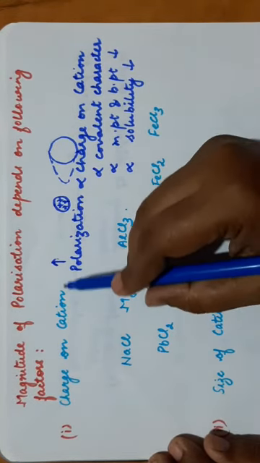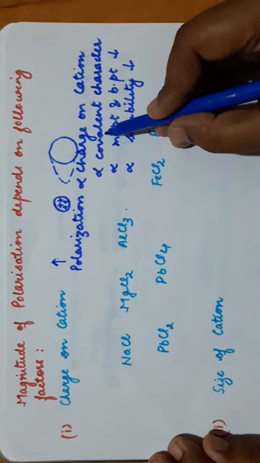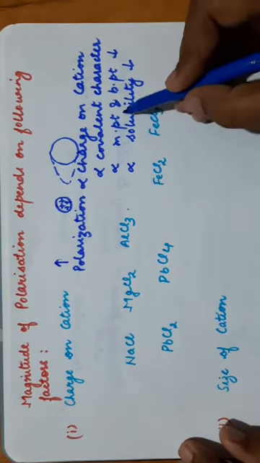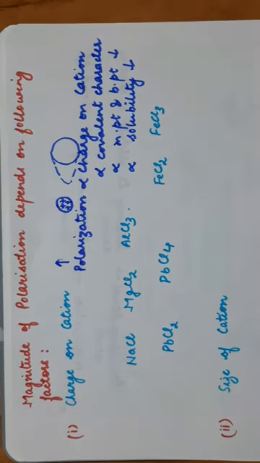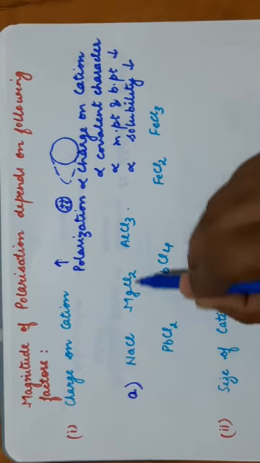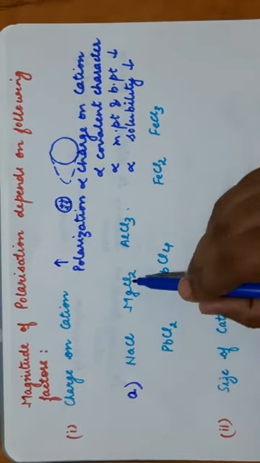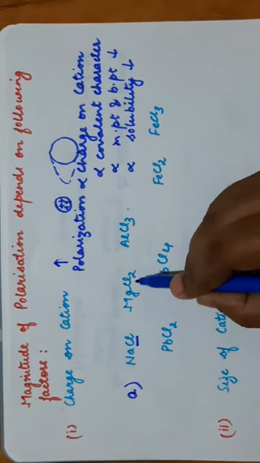As the charge on cation increases, polarization will increase. Polarization increase means covalent character will increase, melting and boiling point will decrease, and solubility in water will also decrease. These are three cases given: NaCl, MgCl2 and AlCl3. What is common? Cl is common in all of these.